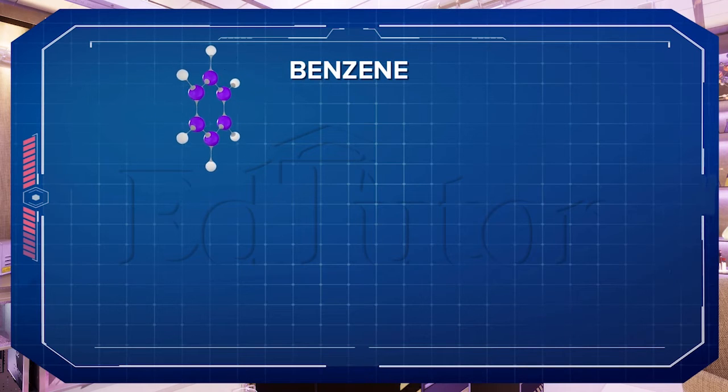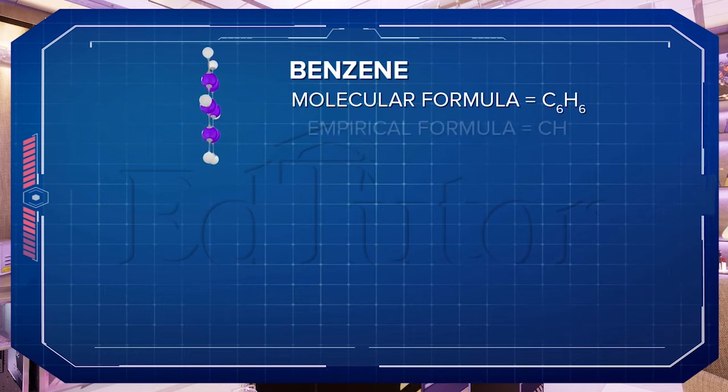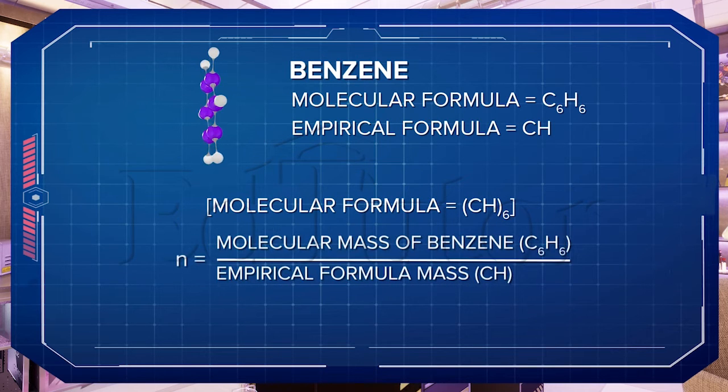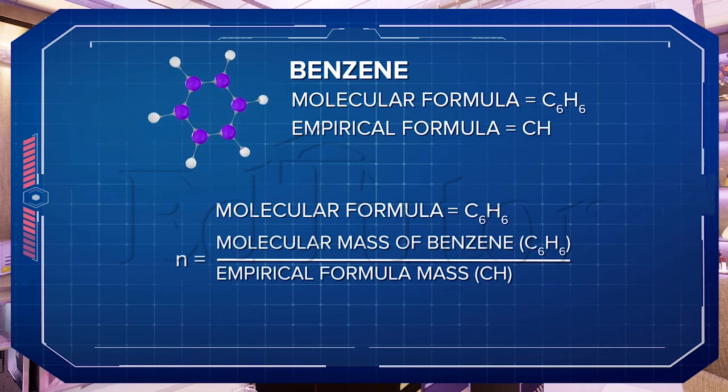Let's take a look at a compound called benzene. Its molecular formula is C6H6. Now look at the number of atoms of carbon and hydrogen. Can you guess the empirical formula of benzene? Let's calculate the value of N. This can be done by taking a ratio of molecular mass of benzene and its empirical formula mass.